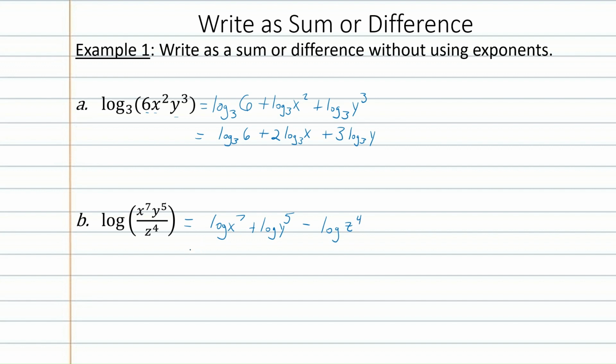The next step, we need to take care of these exponents. So I'm going to bring the 7 forward here. I'm going to have 7 log x plus 5 log y minus 4 log z. And I'm done with part B.